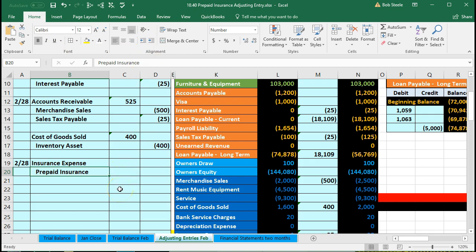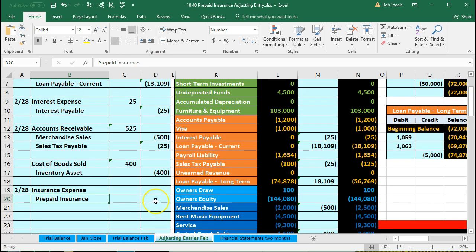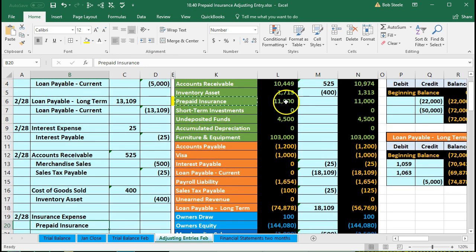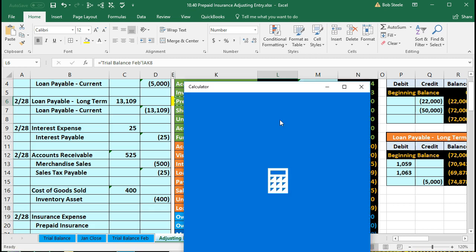Now we just need to know what the amount is going to be. In order to determine that, we'd have to figure out how much of this insurance that has been paid for has been used. A book problem could state this in two different ways.